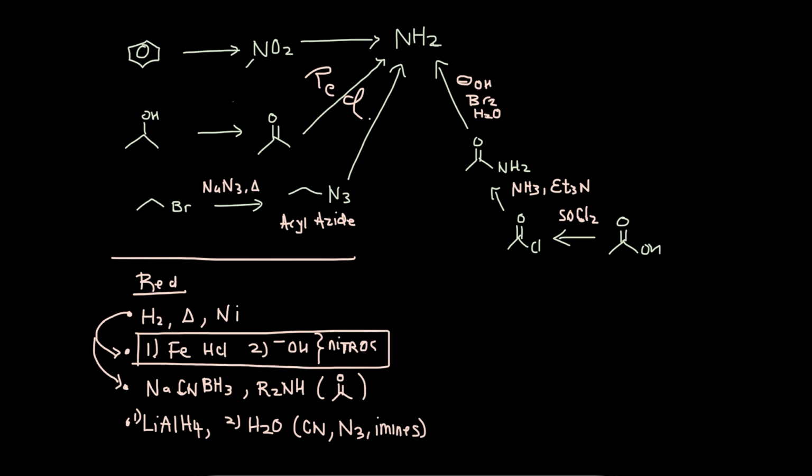And finally, lithium aluminum hydride and H2O is your classic way of reducing double bonded nitrogens, such as the following, or triple bonded nitrogens.